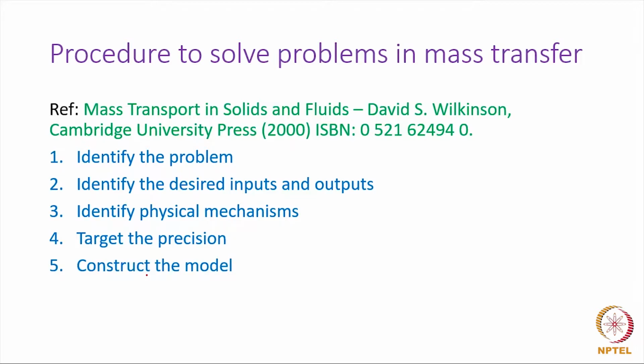And then construct the model. This involves drawing a schematic of the problem and putting down equations that are relevant along with the boundary conditions, and then coming up with a solution. Once the solution is available, we then interrogate the model. By that what we mean is we check if the solution is self-consistent. Does it give useful answers for slight variations in the inputs? Once this is done, we can say that we have solved the problem within the description that is available to us.